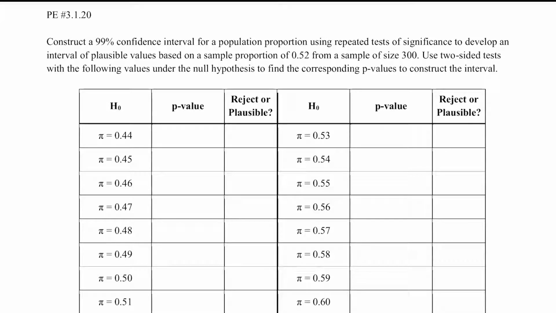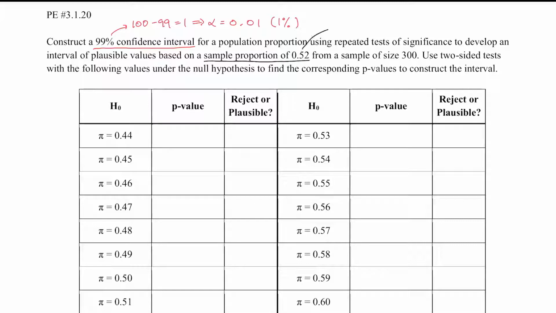Next, let's look at number 20 from section 3.1. Here we have another table, but we're going to have to fill the values in. So we're asked to construct a 99% confidence interval. First of all, let's just stop right there. That, of course, means 100 minus 99 is 1, so my significance level alpha value is 0.01. 0.01 is the equivalent of 1%.